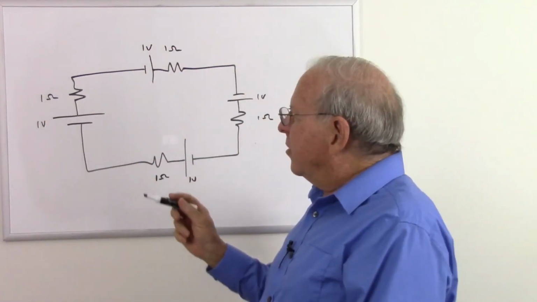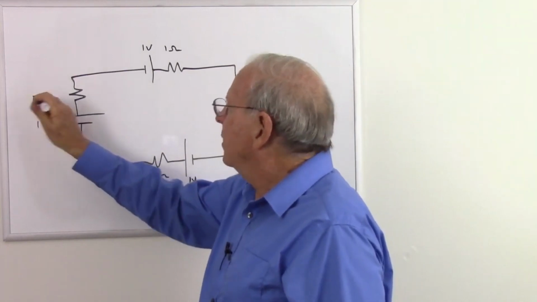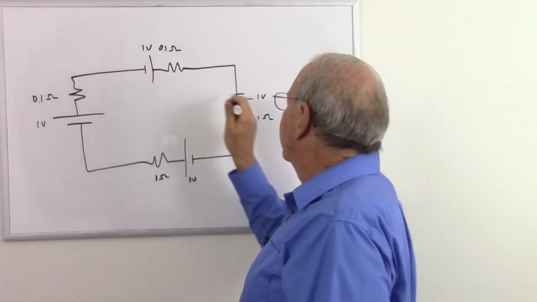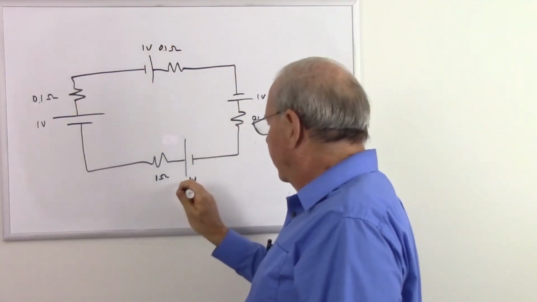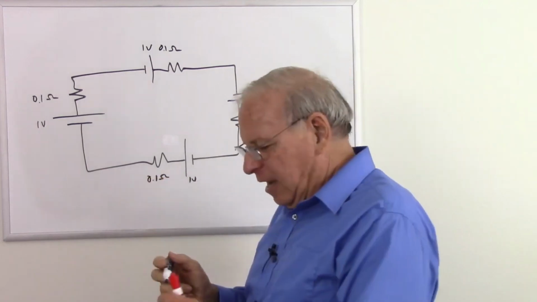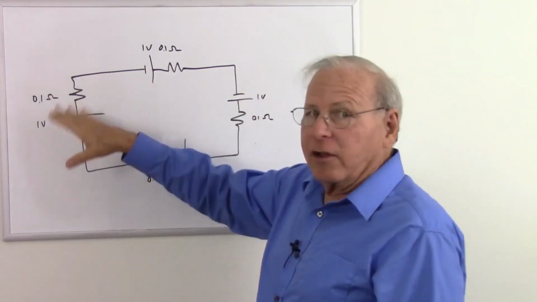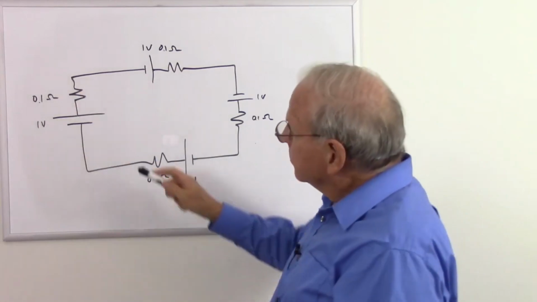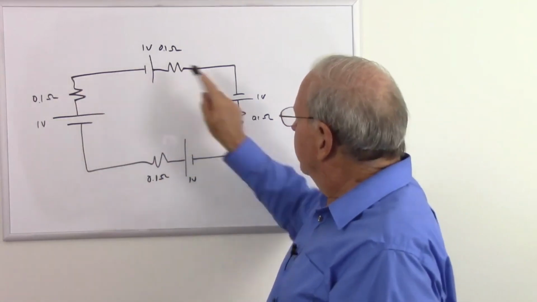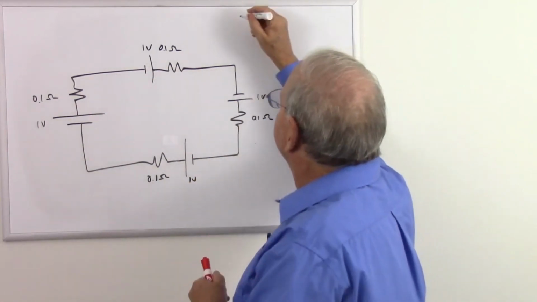Let's change the resistance. Let's make each of them 1/10 of an ohm. Now that'll mess it up, won't it? Okay, 1/10 of an ohm. Now it's not going to work, is it? Well, let's find out. We have 4 volts. 1, 2, 3, 4 volts total.